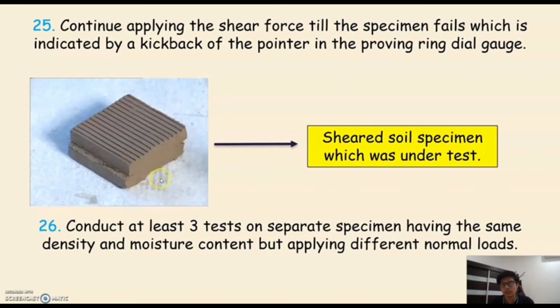So here's a picture of the result of this experiment. Basically, this is how it's supposed to look after we finish this direct shear test experiment. The description: shear soil specimen which was under the test that I've explained throughout this procedure presentation. And last but not least, the final step, the 26th step, conduct at least 3 tests on separate specimens having the same density and moisture content but applying different normal loads.